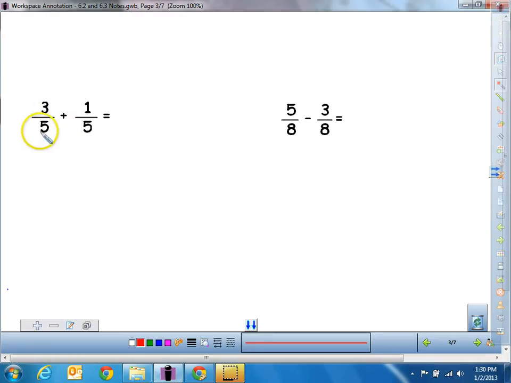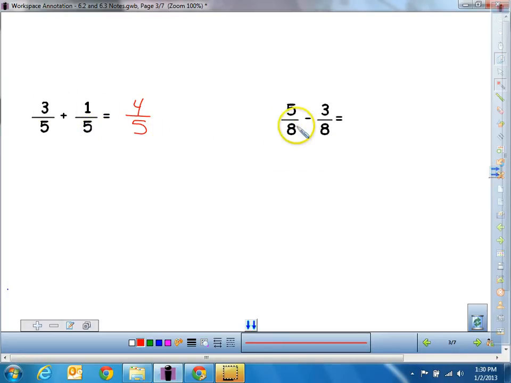All right, so when we know that, the first thing we got to look for is that bottom number. These happen to be the same bottom number, and so all I need to do, I'm adding, is add the tops. 3 plus 1 happens to be 4. The bottom number stays the same. We don't add the bottom number. We only add or subtract the top number. The bottom number stays the same. So 3/5 plus 1/5 equals 4/5.